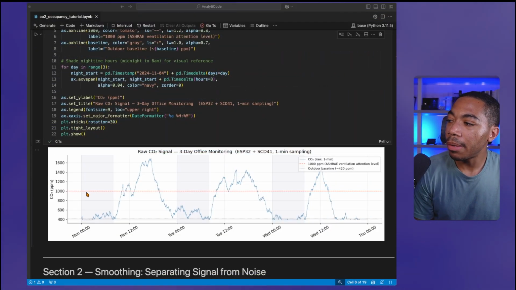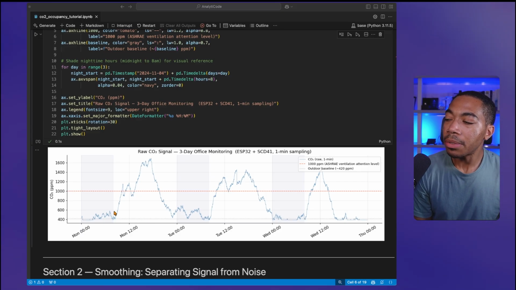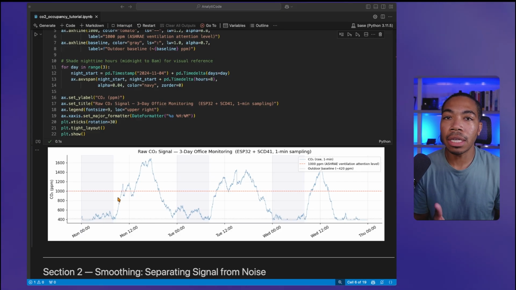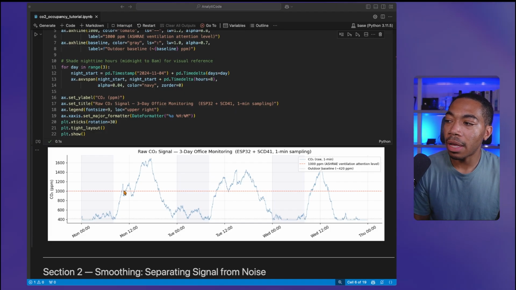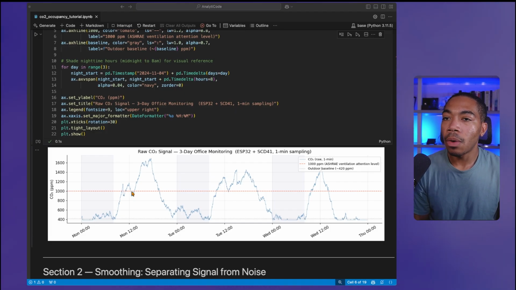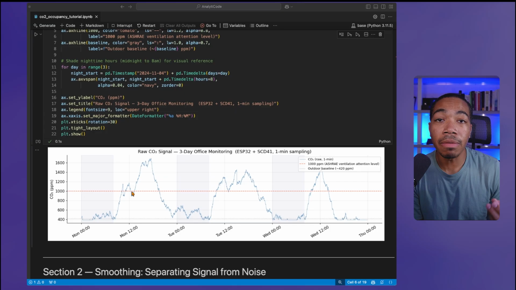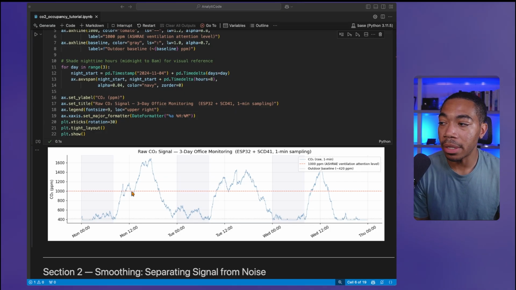We have our 1000 ppm hazard threshold illustrated in this red line, and then we have the average outdoor CO2 around 420 parts per million illustrated with this dotted line down below. There are a couple significant spikes which would suggest that the room is now occupied, and we also have some negative slopes here where we might suggest that there's been some ventilation added or a door opened.